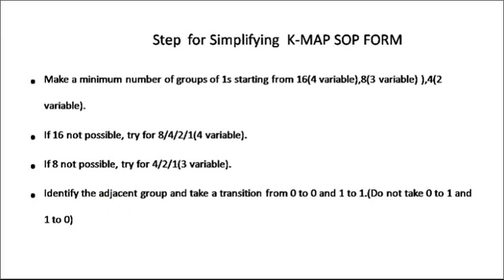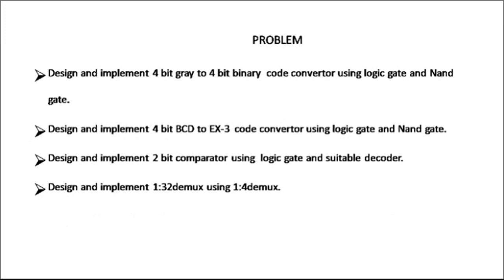So how we can plot the 1s and 0s in the K-map, we can learn in the next lectures. A few examples are available, like the 4-bit Gray to binary converter and BCD to XS3. We'll still discuss them in the coming lecture, first how to plot the K-map and how to solve it.